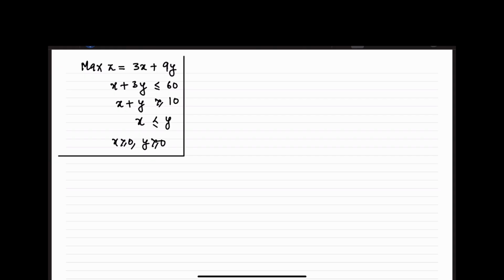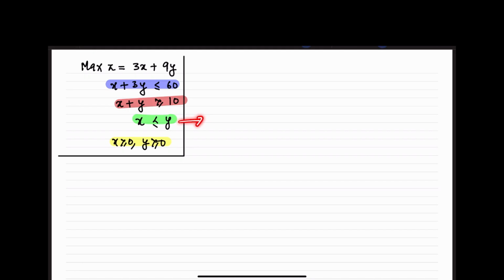And before solving, let me just color this. This is the blue constraint. This is the red. This is the green constraint. These are the non-negativity constraints in yellow. So just let me make a mention of this special constraint.